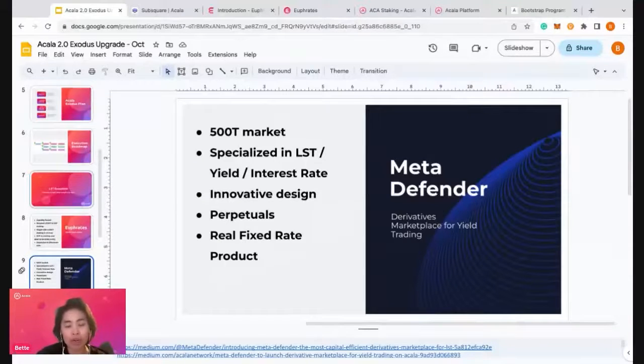So this will be very, very interesting for Acala as well as for Polkadot. For Meta Defender, when they come to Acala, they will build a full stack. They are basically building PendoFi plus a specialized GMX for LSTs, right? And they will build tokenization for LDOT and any LSTs that are DOT-based on Acala.